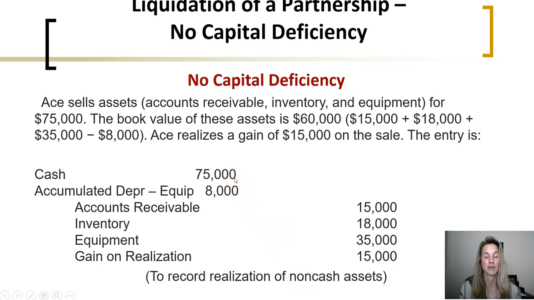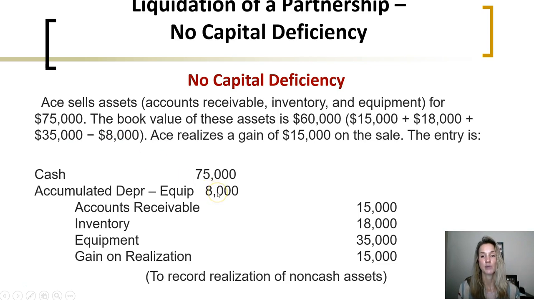So they are going to debit cash for $75,000, and they are going to show all of these assets being sold, crediting all of the asset accounts along with the equipment's accumulated depreciation. The difference between the cash received and the book value of all these assets, if we were to add these up, is $60,000, which is the accounts receivable plus the inventory plus the equipment minus the equipment accumulated depreciation.